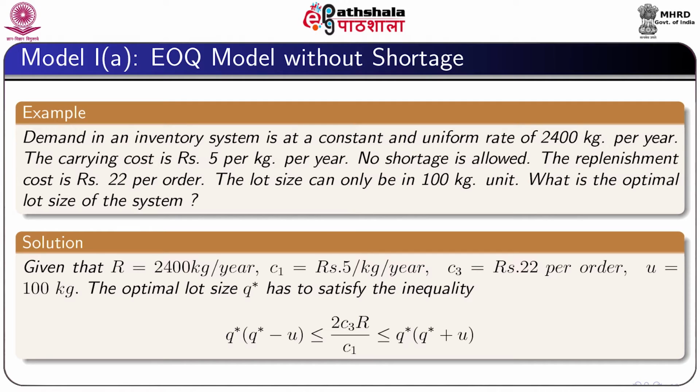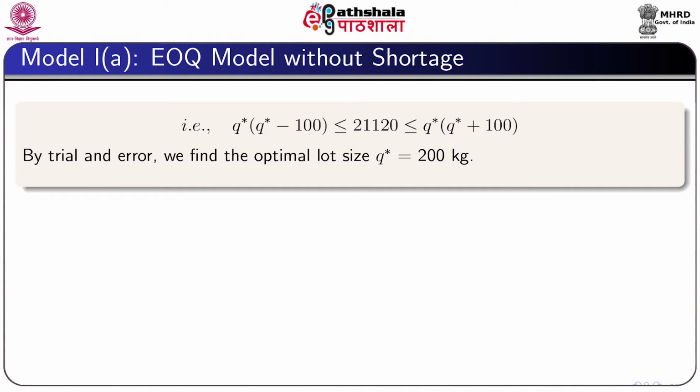So, in order to solve this problem, we see that demand rate R equal to 2400 kg per year, C1 equal to ₹5 per kg per year, and the ordering cost C3 equal to ₹22 per order. Here U is equal to 100 kg. Then if we use the relation 6, the optimal value of Q can be obtained by trial and error method as 200 kg.